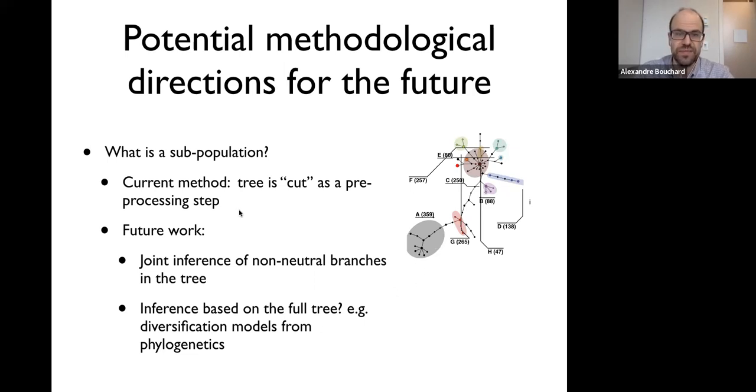There are also models that, instead of having this artificial step of breaking the tree into chunks, look at the shape of the tree as a whole for inferring fitness. And so in the future, it might be interesting to apply these models, perhaps once we have a bit more data, more cells per mouse.